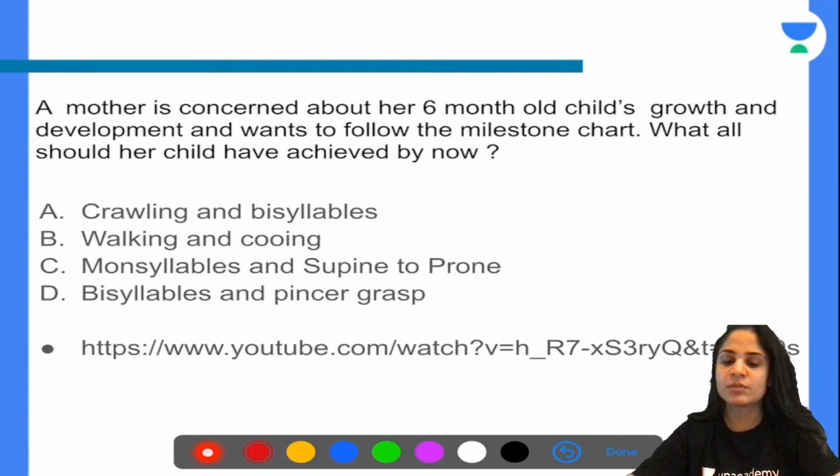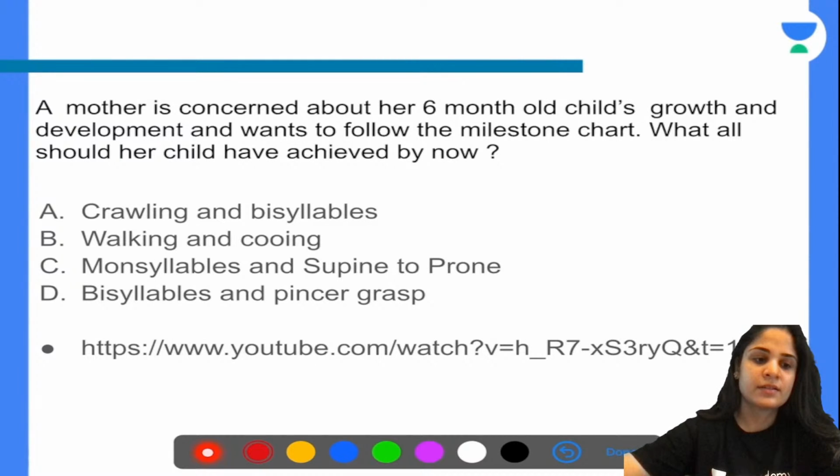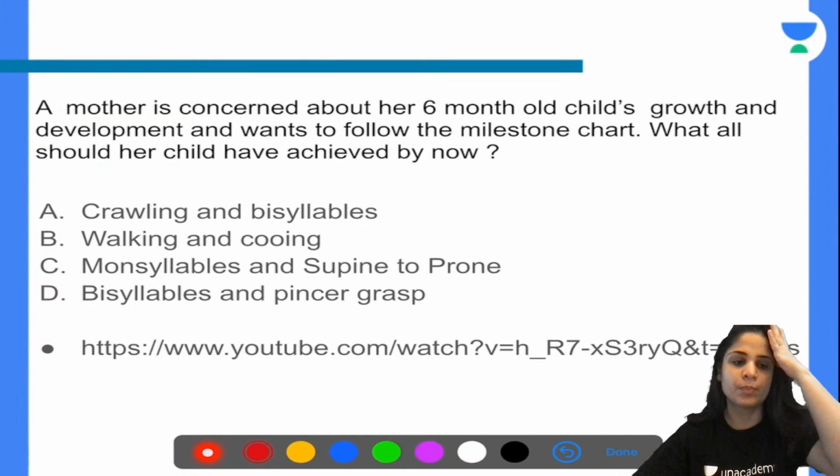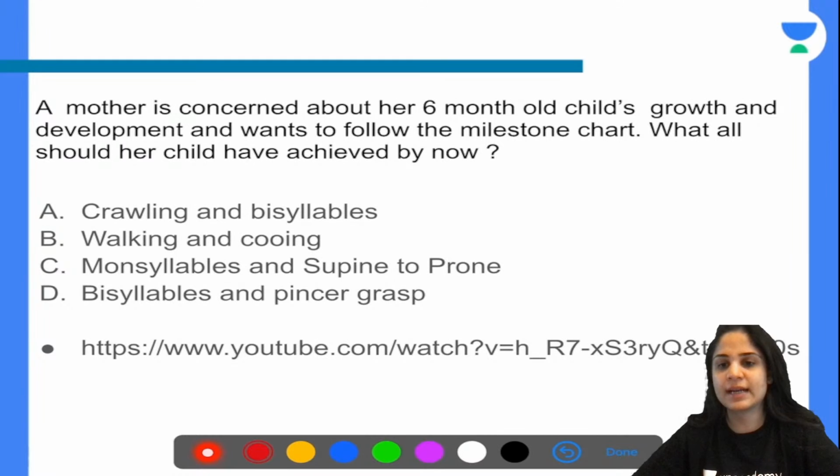By 6 months, what should the child be able to do? Okay, absolutely correct. All of you who have mentioned the answer as C, that is right. By 6 months of age, the child should be able to talk in monosyllables and he should be able to move from supine to prone. So that is the right answer.